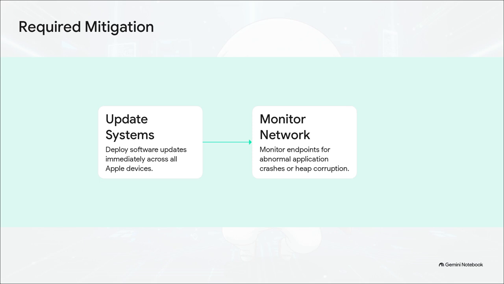Now, step 2 is vital, especially for enterprise environments and security operation centers. Implement rigorous network perimeter monitoring. Until every single device is confirmed patched, you must actively monitor your endpoints for abnormal application crashes or heap corruption events, especially on devices communicating across external network boundaries.